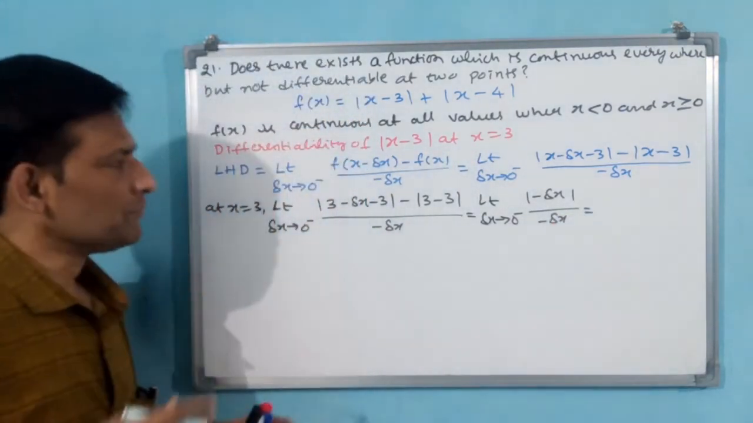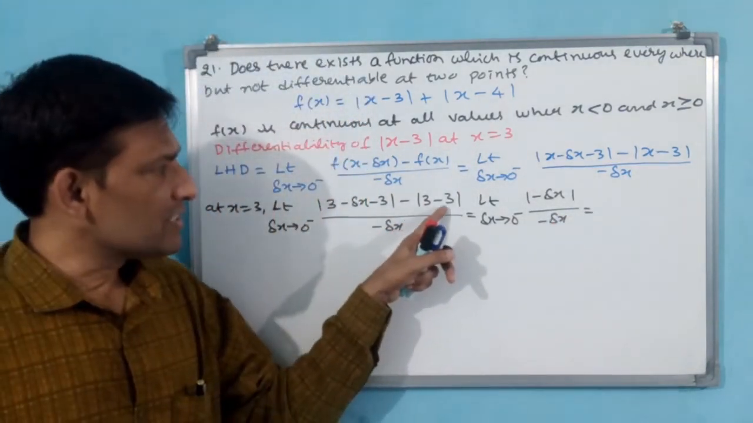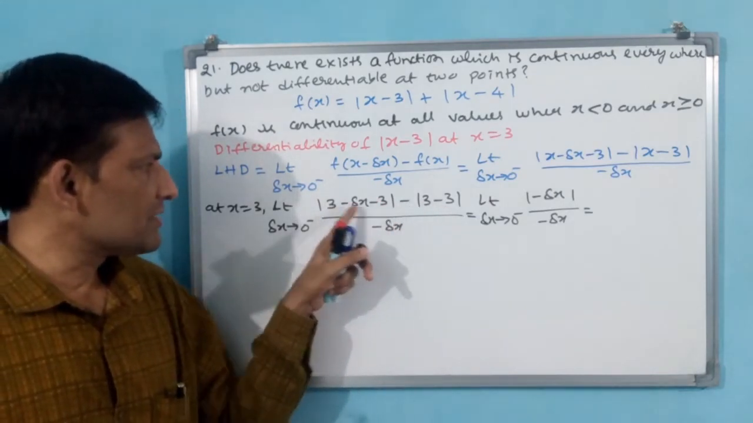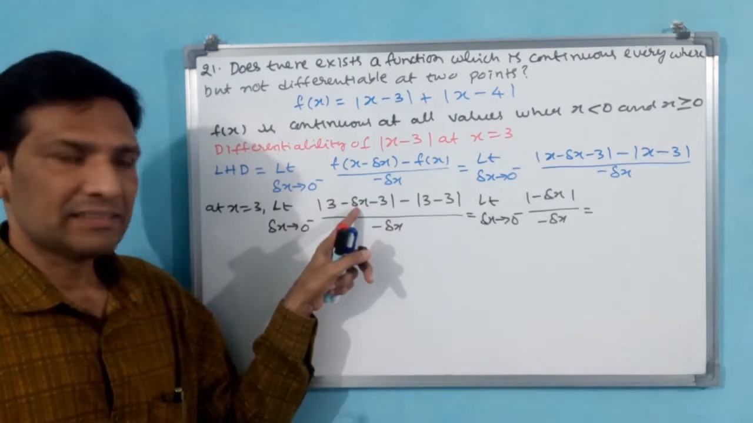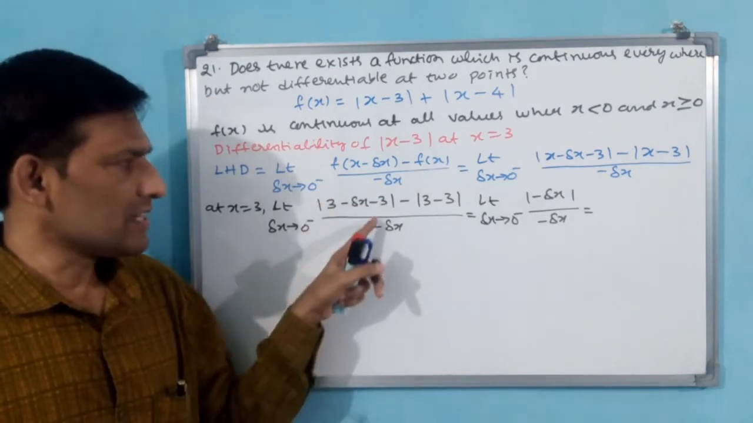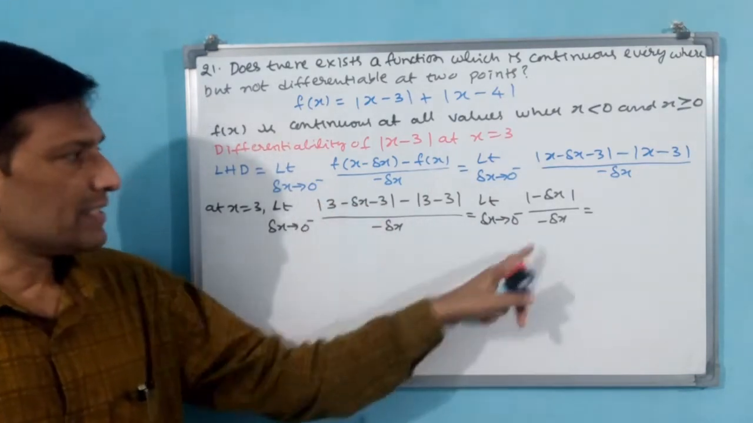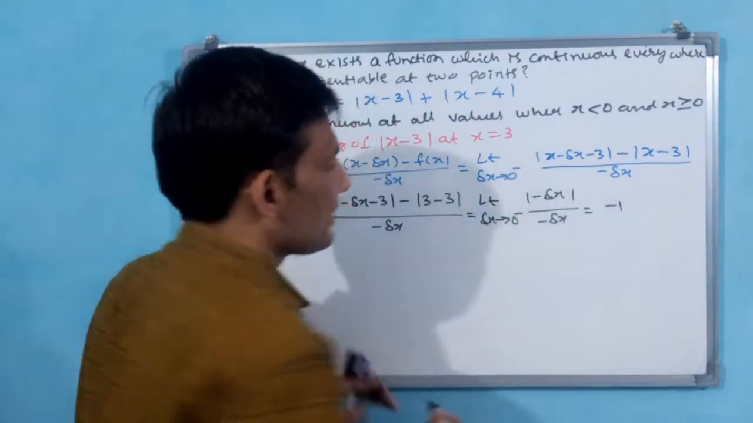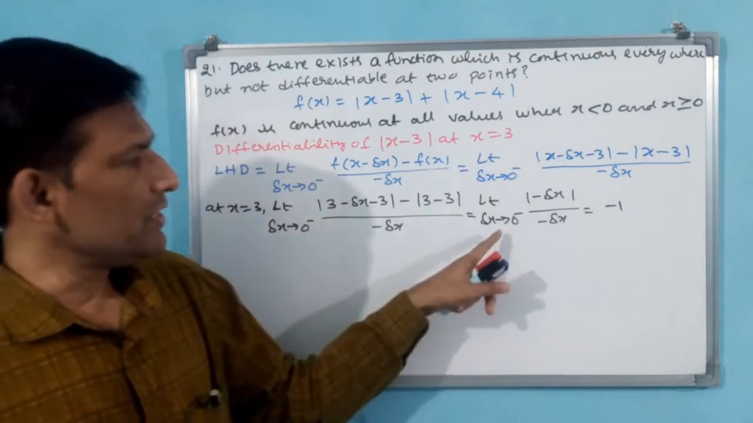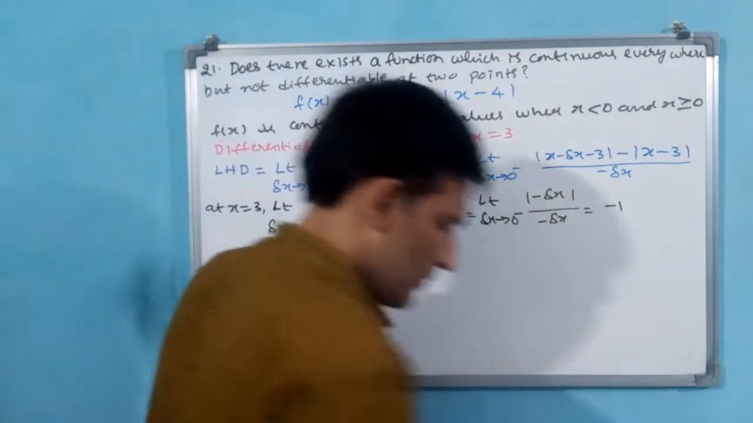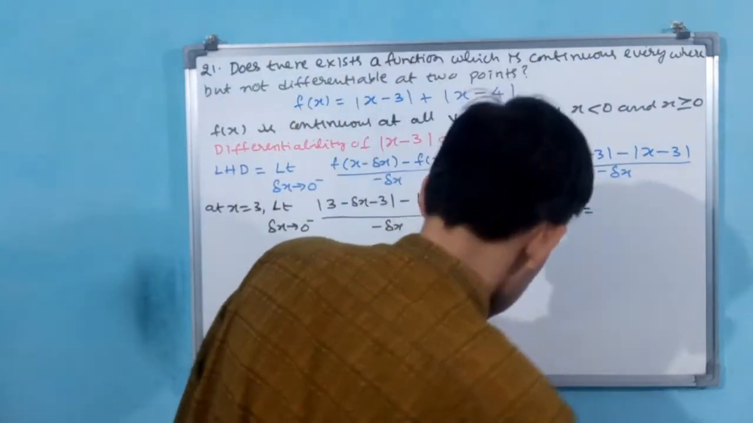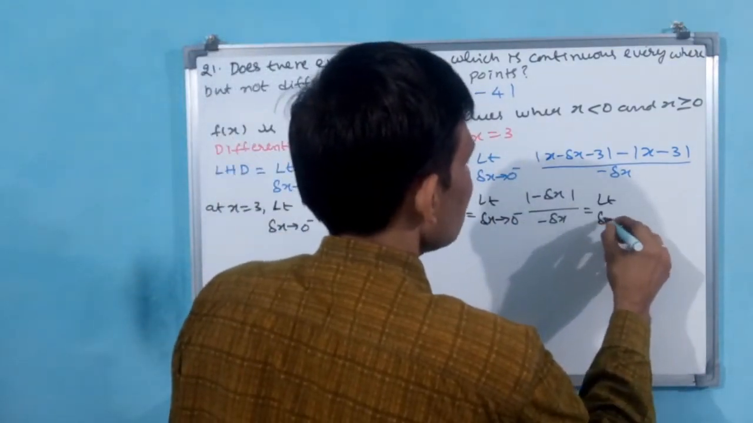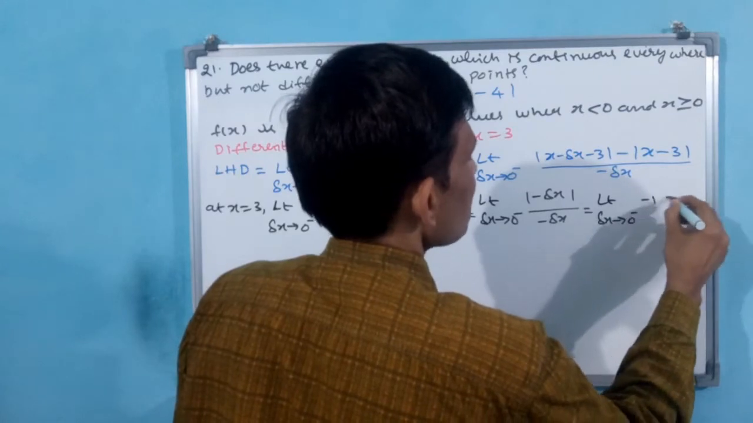Okay. See, why is 3 minus 3 0? Something minus 0 you need not write. Here also 3 minus 3 are cancelled. Minus delta x, modulus is there. Bottom is minus delta x. You see what will come? Minus 1 will come. Why? Or else I will write like this. One more step I am writing. You see, limit delta x tends to 0 minus of minus 1, that is equal to minus 1.